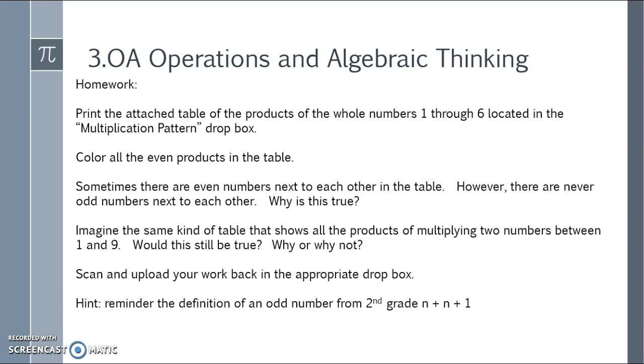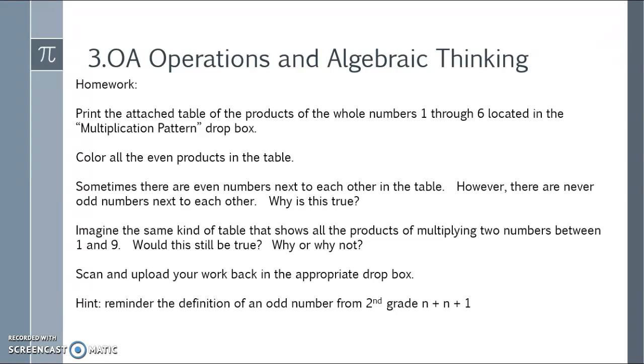Homework. Print the attached table of the products of the whole numbers 1 through 6 located in the multiplication pattern drop box. Then color all of the even products in the table. Doesn't matter what color you choose. Sometimes there are even numbers next to each other in the table. However, there are never odd numbers next to each other.